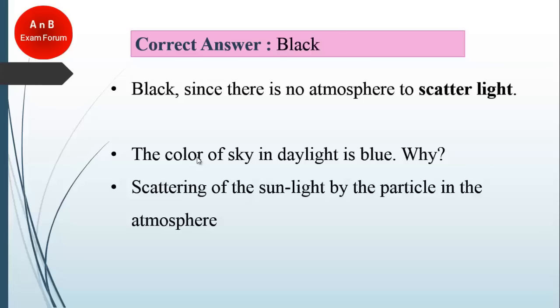Before answering why it appears black, let us see why the sky is blue. This coloring phenomenon is generally related to scattering of light. Since there is an atmosphere above the earth, there will be some particles, and sunlight is there. So when sunlight comes and scatters with the particles, we see the color of the sky as blue. But above the atmosphere there is no such scattering phenomenon, so ultimately we see black.